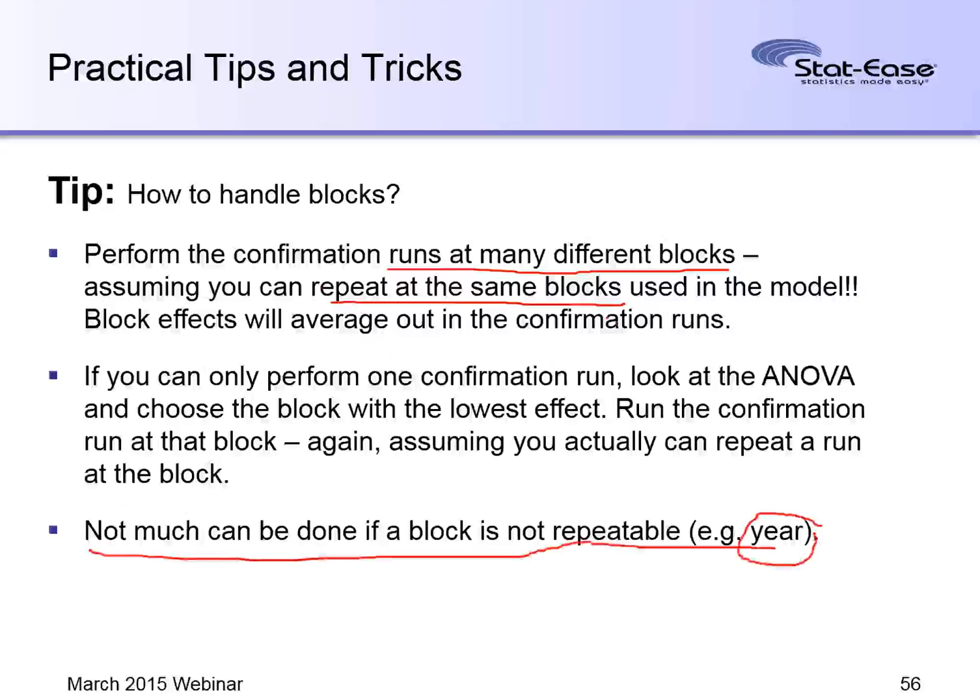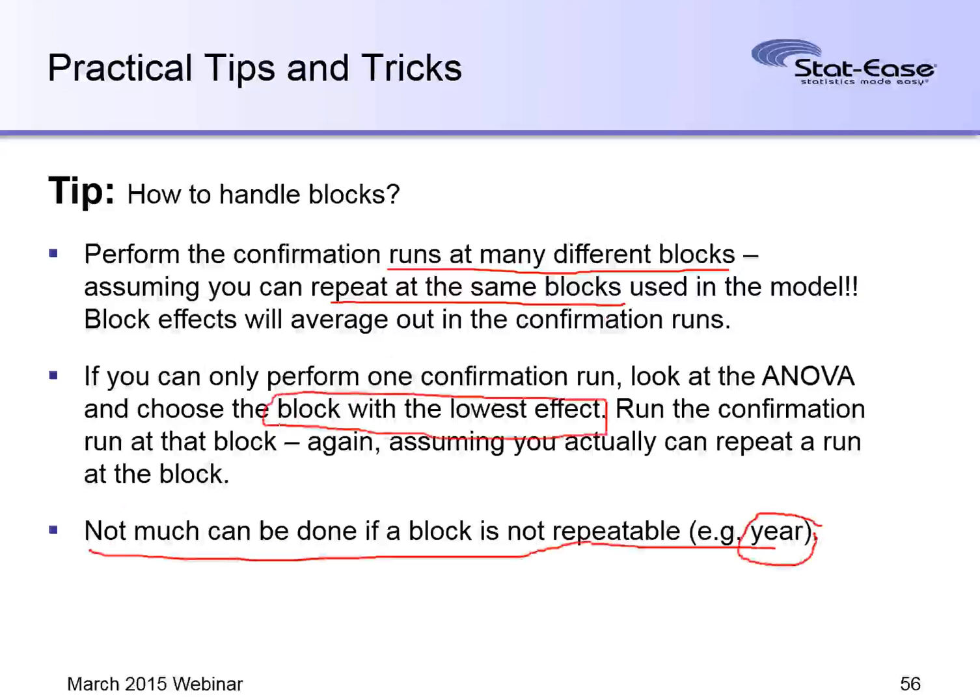So what you want to do is, if you have 5 confirmation runs to divide up, you want to divide them up across the different blocks so that you can get those block averages, those block effects, to average out. If you can only perform one confirmation run, go and look at the ANOVA report and the summary report and choose the block with the effect who's closest to 0.